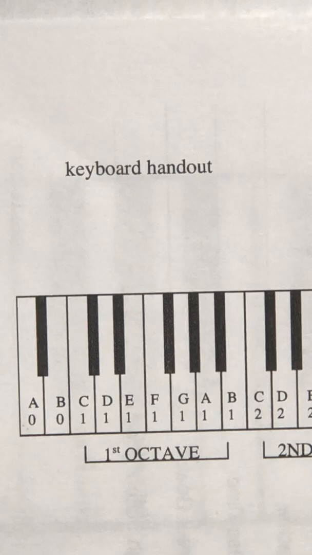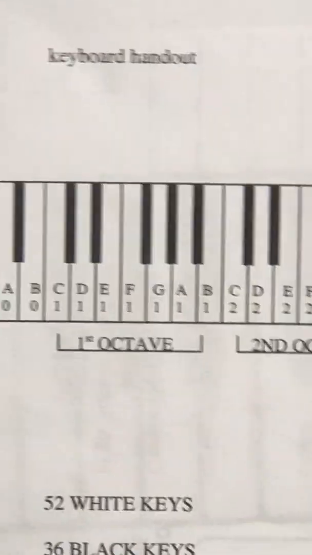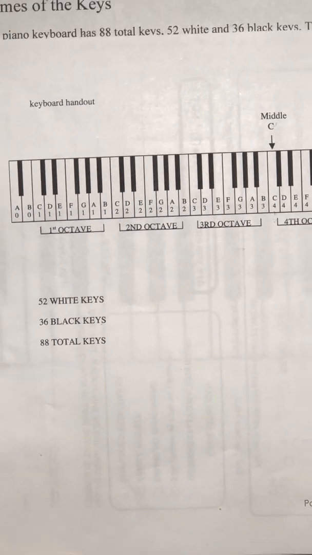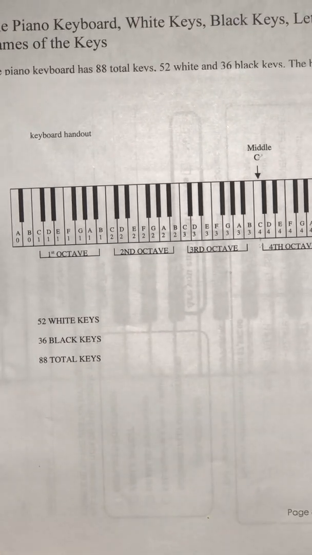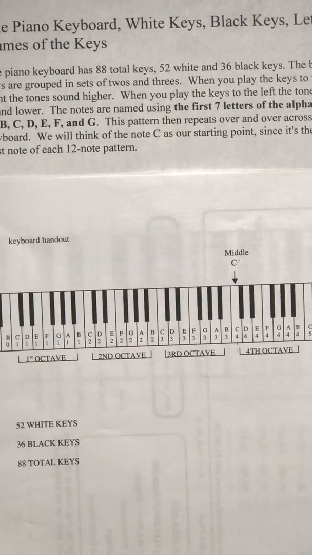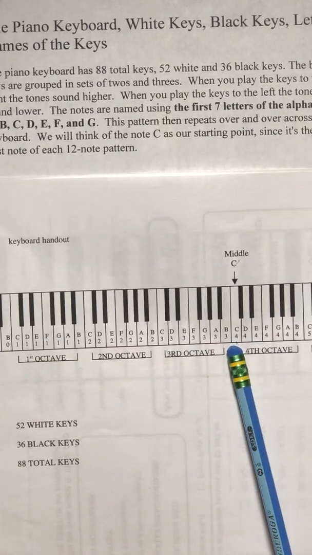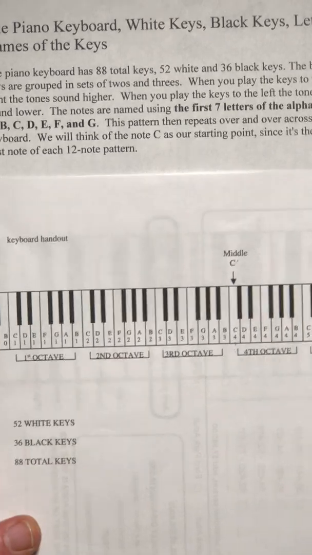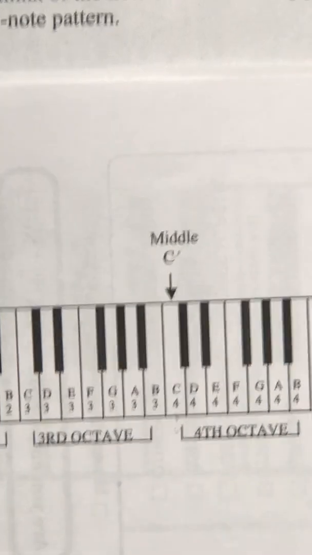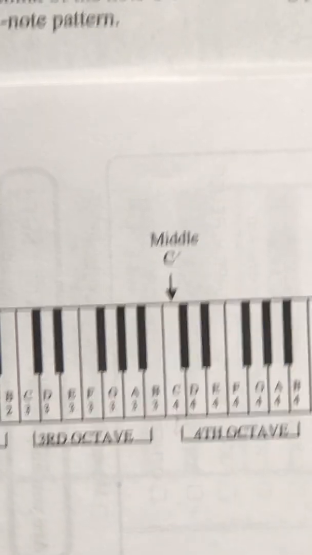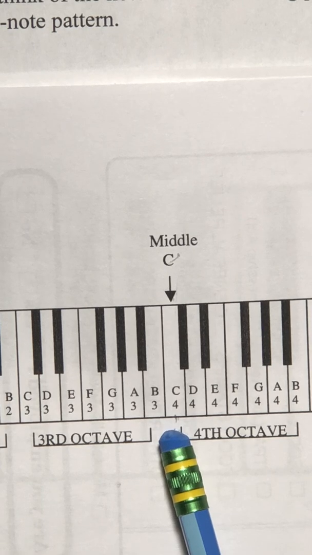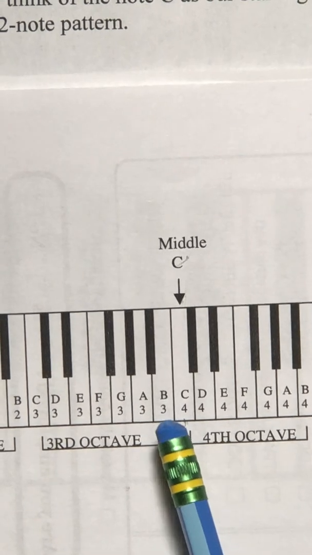Just remember that the piano has 52 white keys, 36 black keys, 88 total keys. And finally, let's discuss C4. C4 is in the middle of the piano, and so we will call it middle C, C4. So that's going to be our main base on the keyboard.